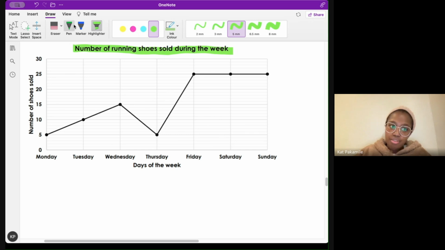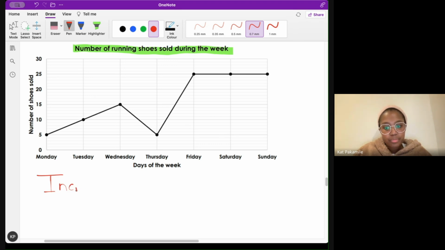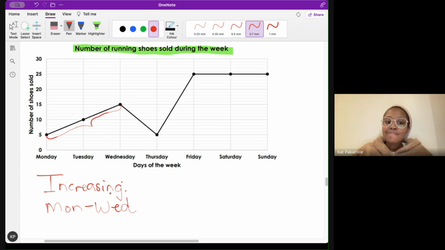When is this graph increasing? Let's start with increasing. When is this graph increasing? Yes, the first time is from Monday to Wednesday. You can see this is an increasing graph. So we have Monday to Wednesday. Is that the only time when this graph is increasing? As well as Thursday to Friday.